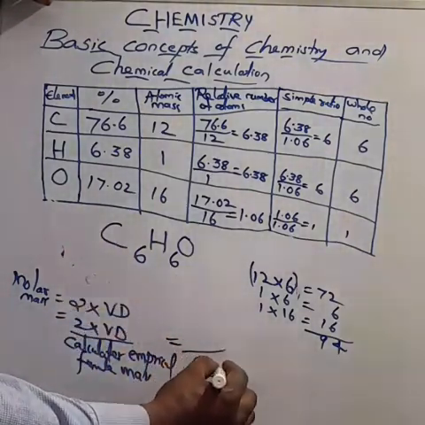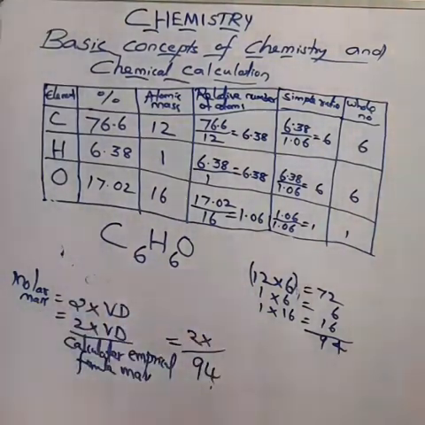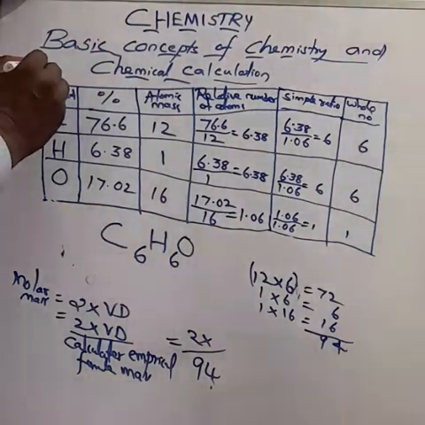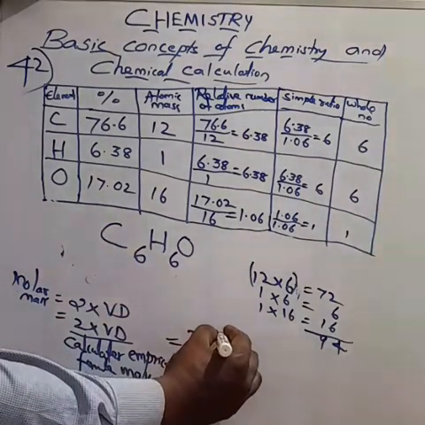Okay. So 2 into vapor density. Already the formula. The vapor density is also given in our question. Once again, please all of you read the question. Calculate the empirical and molecular formula of a compound containing 76.6% carbon, 6.38% hydrogen and rest oxygen, its vapor density is 47. That is also given. Am I right? The vapor density value is also given.